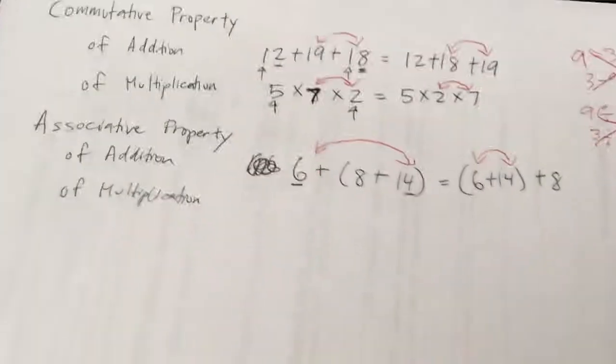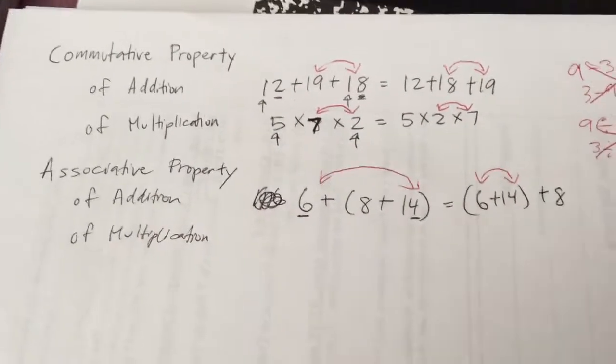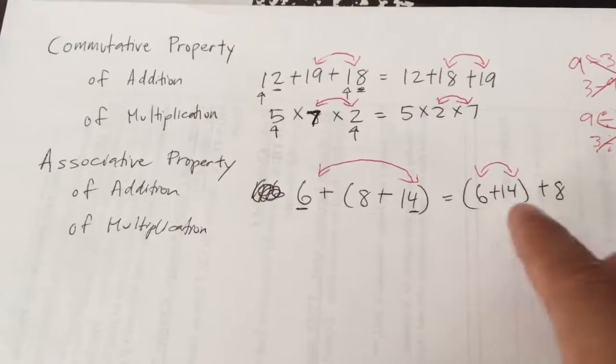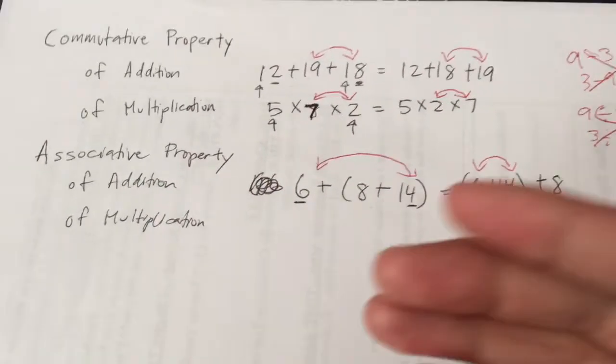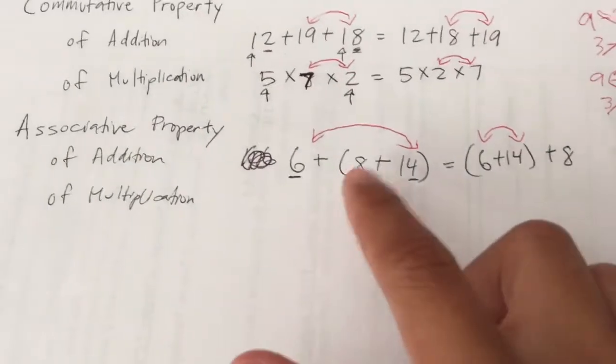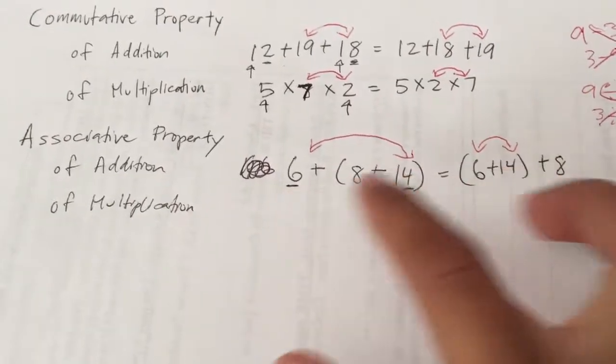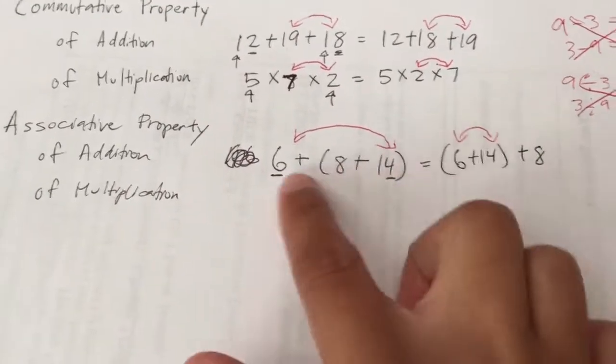If you're changing the grouping, it's now called associative property. You can see that the commutative property and the associative are very similar. The only thing is you're now changing the groups. Because remember, when we're doing PEMDAS, please excuse my dear Aunt Sally, we would have to do the parentheses first. But you could change the parentheses around so long as they're all addition.